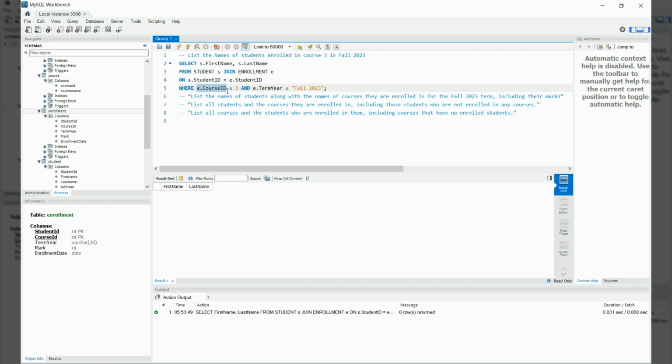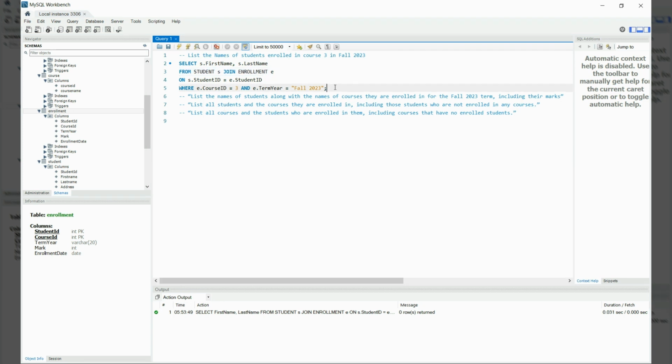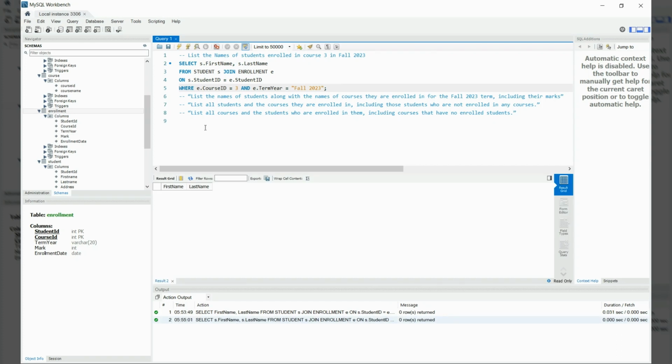Whereas e.course_id means that I'm telling MySQL that I'm trying to retrieve the course ID from the involvement e, which I have joined here. You always have to use an alias because it makes it easier for MySQL to understand from which entity I'm trying to retrieve that specific attribute. So now if you try to run it, your answer will be null because I do not have any information related to course ID 3 and term year, okay, 2023.